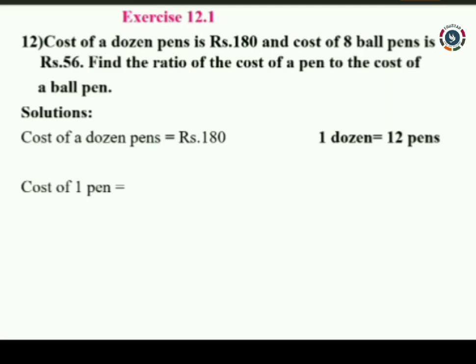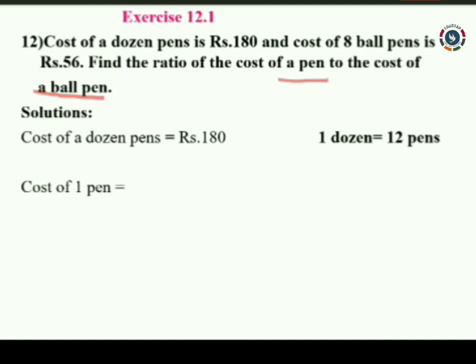First, exercise 12.1, 12th question. Cost of a dozen pens is rupees 180 and the cost of 8 ball pens is rupees 56. Find the ratio of the cost of a pen to the cost of a ball pen. Now we are going to find the ratio for cost of a pen and cost of a ball pen, which means we are going to find the ratio of one pen and one ballpoint pen. First I have to write the given data.